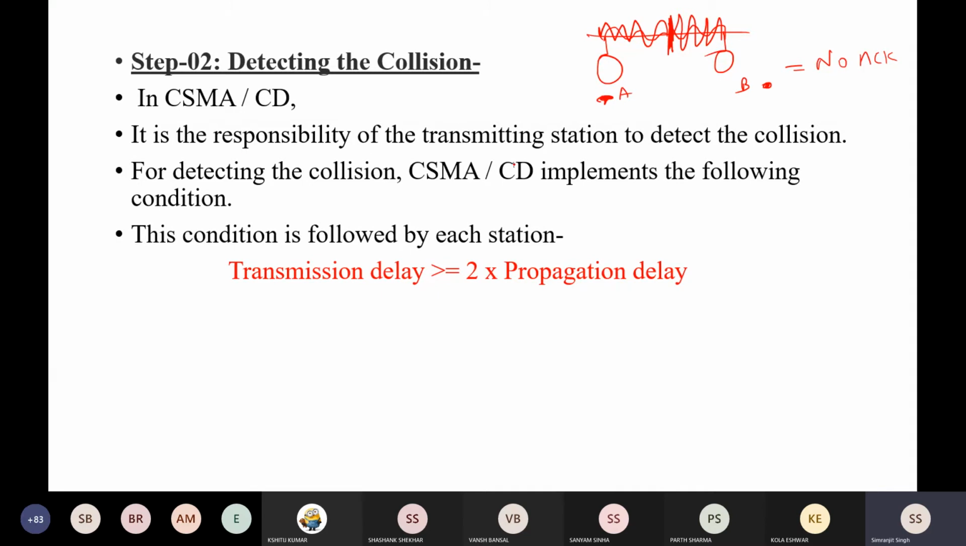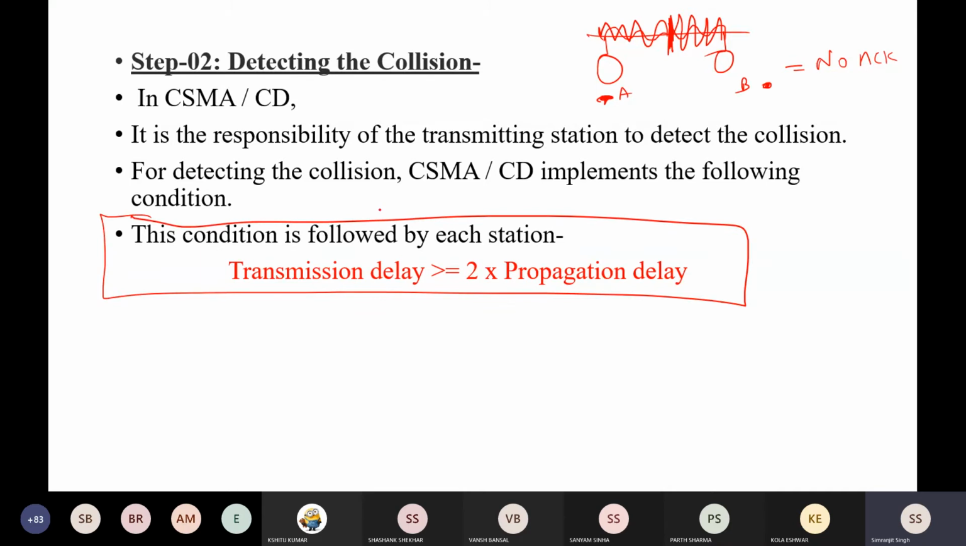Okay, so it is the responsibility of the transmitting station to know that in the packet I have sent, there is some kind of collision. For detecting the collision, CSMA/CD implements the following condition. With this condition, you can easily detect that there is a collision.